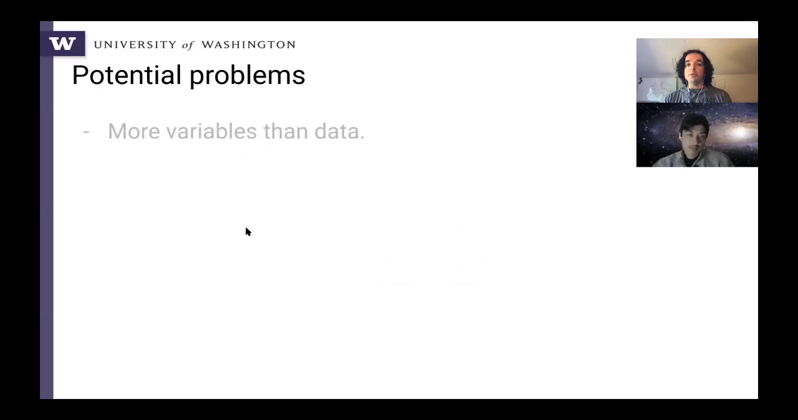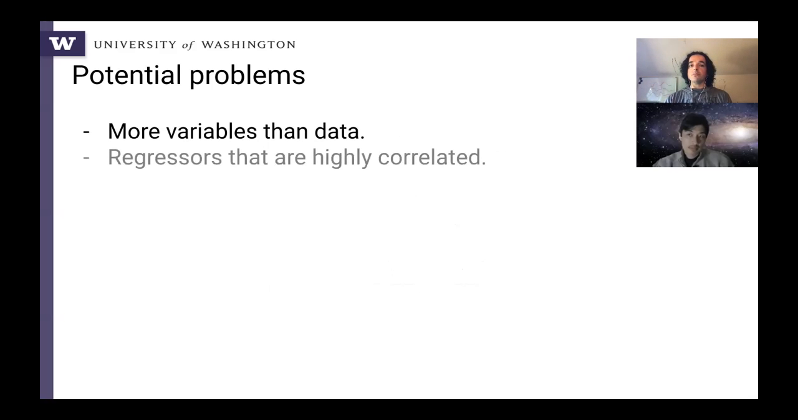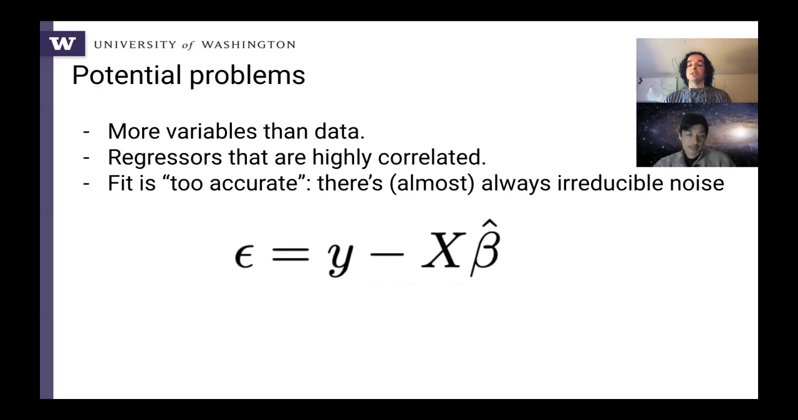But there are potential problems. You might have situations where you have more variables, more regressors, than you have data. In other situations, your regressors might be highly correlated with each other. And you might find yourself in a situation where your fit is too accurate. There's almost always some irreducible noise that has to remain. For example, if you have more variables than data, you can specify values of these beta coefficients such that you fit the data perfectly, depending on the values of the regressors, and have no noise left. That's called overfitting, and we'd like to avoid that.